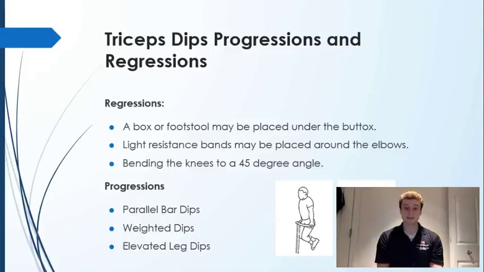To regress the exercise, in the case that the client cannot perform the exercise, a box or footstool may be placed under the buttocks to ensure safety and to ensure the client does not pass the safe range of motion. Another regression that can be used is light resistance bands placed around either side of the elbows to ensure that the elbows do not flare outwards, to prevent injury in the elbow.